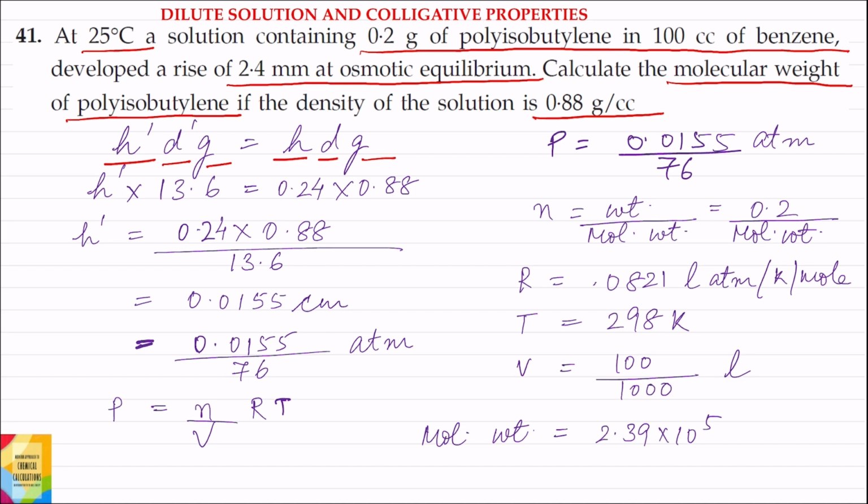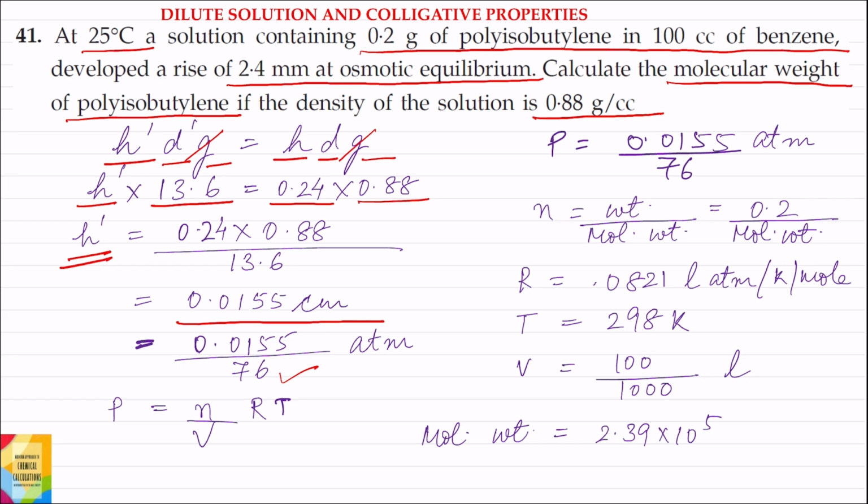Now acceleration due to gravity we will cancel because it is the same on both sides, and we get h dash into density of mercury, that is 13.6 gram per centimeter cube, equal to height in terms of this solution, 2.4 millimeter or 0.24 centimeter, into density of this solution, that is 0.88. Solving, height of the mercury column is 0.0155 centimeter of mercury, and this can be converted into atmospheres by dividing it by 76. So the osmotic pressure in atmospheres is 0.0155 divided by 76 atmosphere.